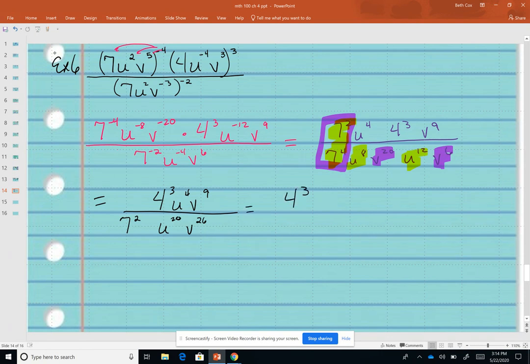Subtract those, so u to the... 26 minus 9. 17? That's right. And now, last but not least, I'll do my numbers. That'll be a 64 and a 49. U to the 16th, v to the 17th.